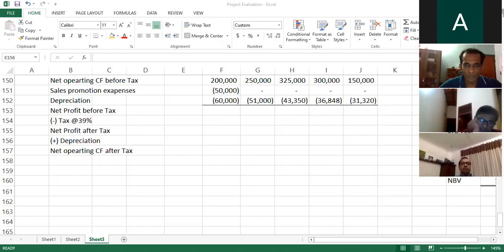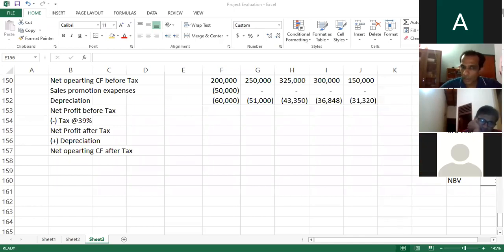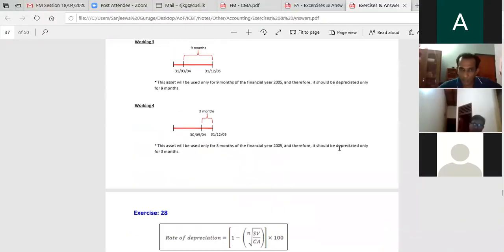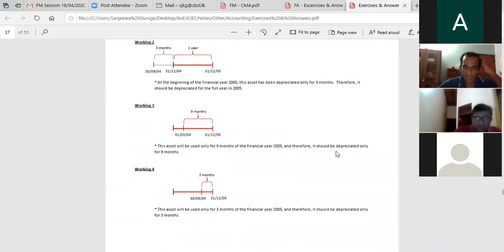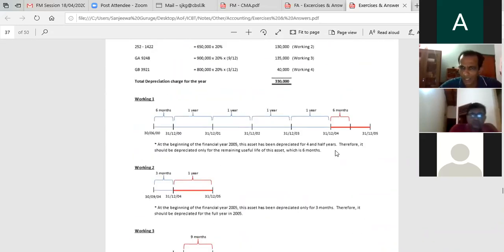So then, sir, are we considering this under non-operating cash flow as an income, as a cash flow? No, salvage value we adjust under the terminal year cash flow. We adjust it there, right?